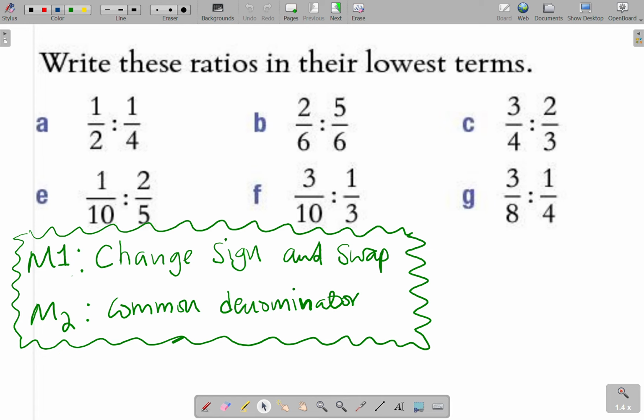Really today I will just show you two ways we can work with fraction ratios. Way number one is to change sign and swap. Way number two is common denominator.